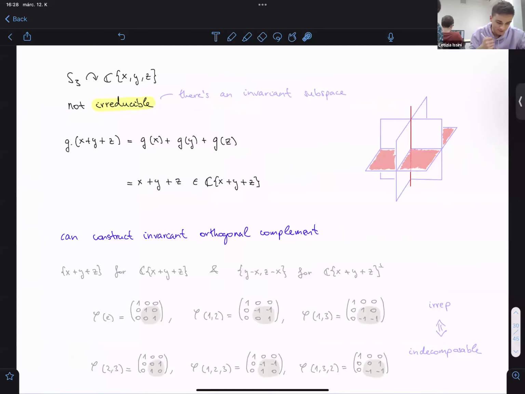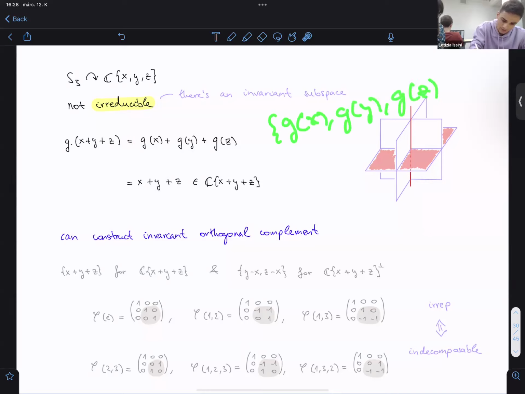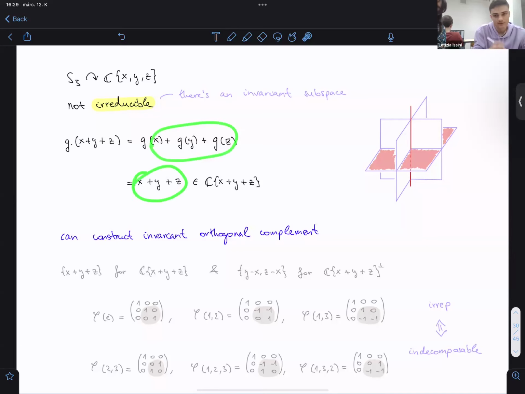But this representation is not irreducible, i.e. there's a non-trivial invariant subspace, the one spanned by the vector x plus y plus z. And it's invariant because for any g in S3, the action is linear, so we can split the bracket. Also, the set g(x), g(y), g(z) is the same thing as the set x, y, z, because g is a permutation. So in particular, this sum is equal to this sum.